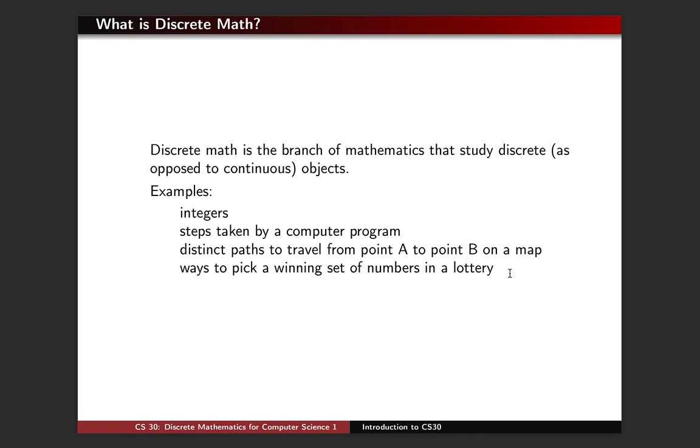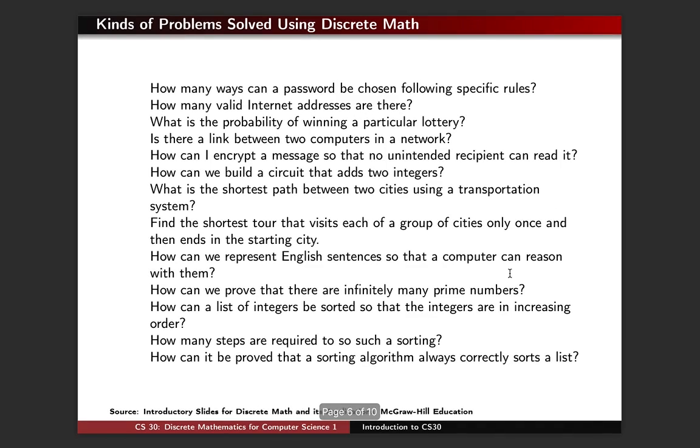More importantly, computers can only handle discrete structures. Fortunately, most of the problems in real life can be modeled as problems on discrete entities. So some are already listed here. Although these are very specific questions, they are actually representative of the different fields in computer science.